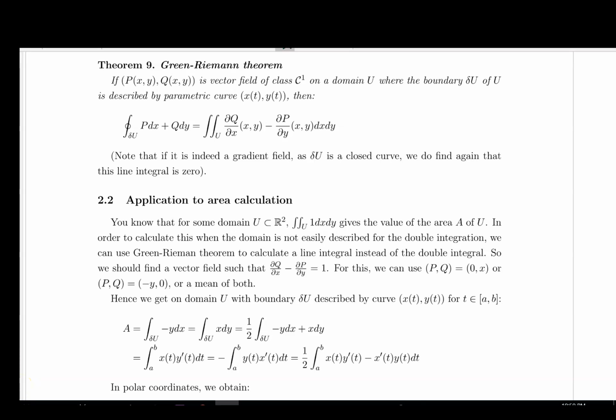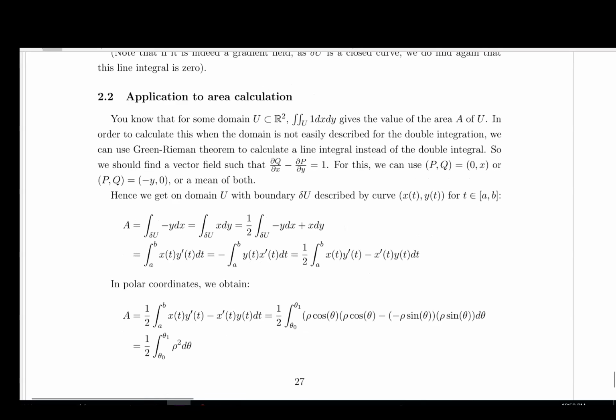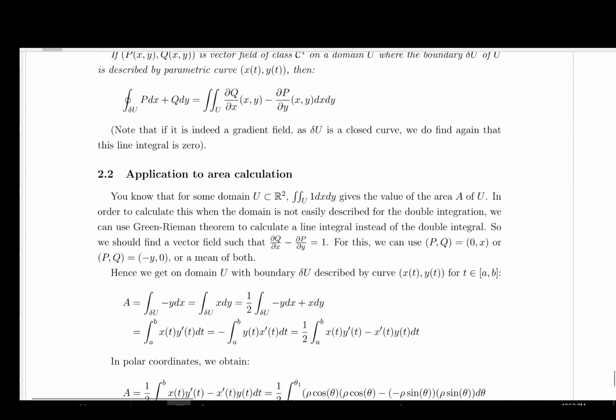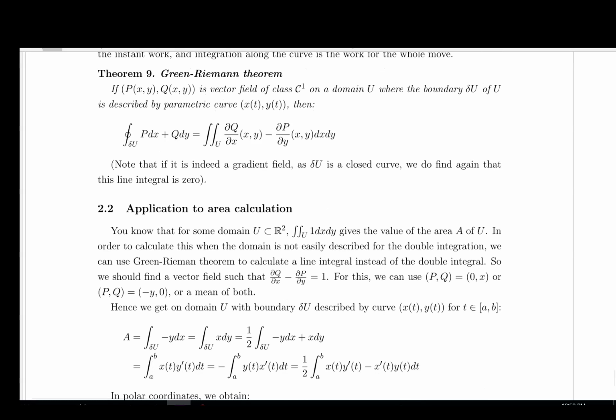Hello, so today we only have to see these last theorems for this chapter. Okay, so we have the Green-Riemann theorem and how we can apply this to area calculation, and we will be done with these lecture notes. All right, so let's have a look at this Green-Riemann theorem.